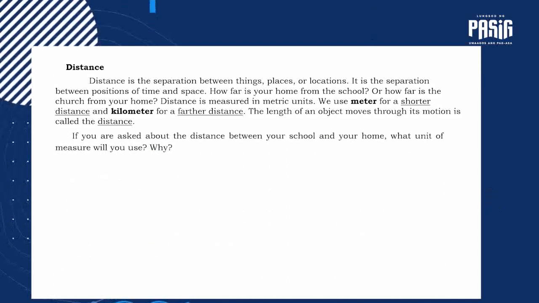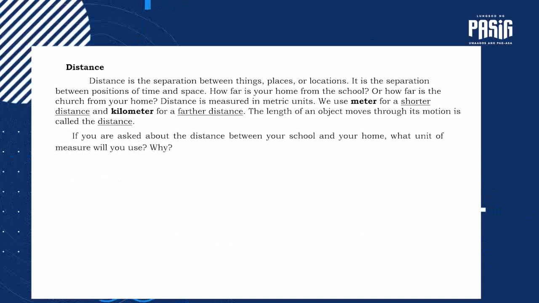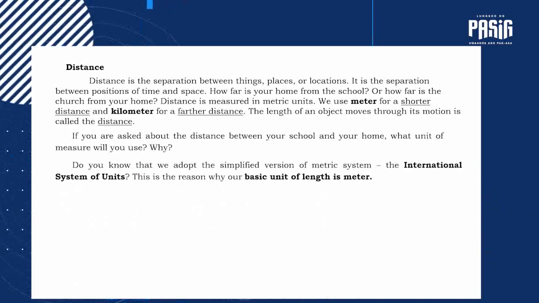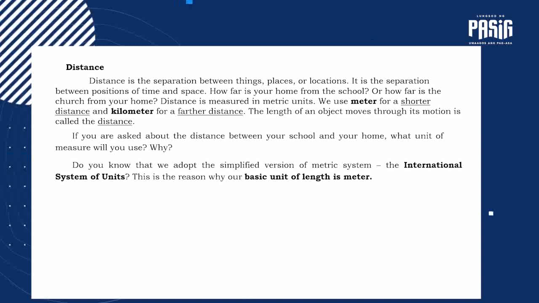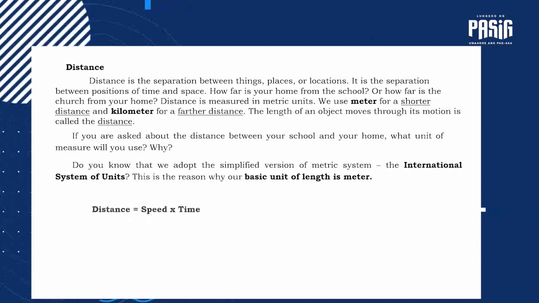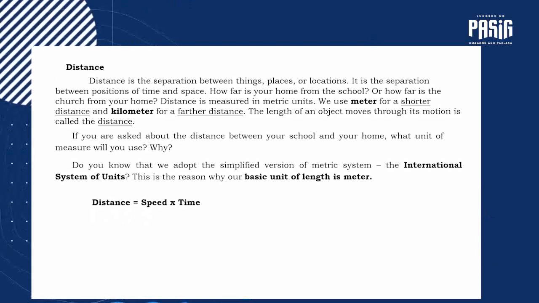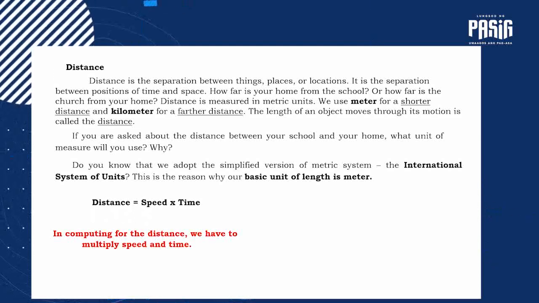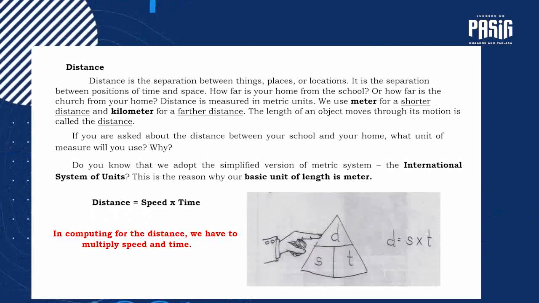If you ask about the distance between your school and your home, what unit of measure will you use? Why? Do you know that we adopt the simplified version of the metric system, the International System of Units? This is the reason why our basic unit of length is called meter. For the formula for distance, it is speed multiplied by time. So, again, in computing for the distance, we have to multiply speed and time. So, we have the illustration there.